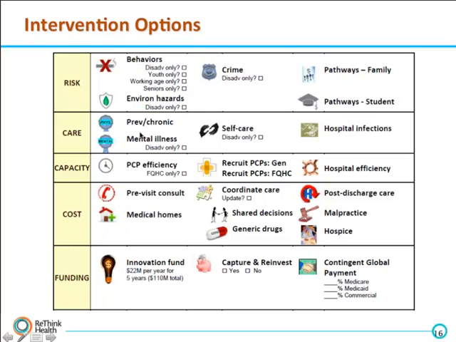So we can improve the quality of care and do something about improving capacity and reducing costs. There are lots of different suggestions out there about how that might be done. And all of these things have associated with them assumptions about how effective they are at doing what they're supposed to do and how much they cost and how long it takes for them to kick in.